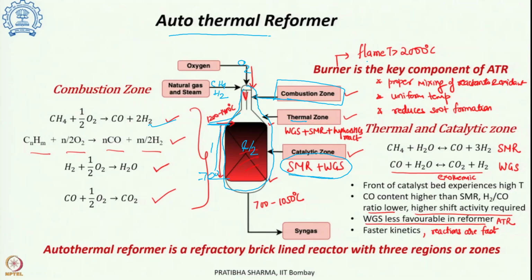One thing: the flame temperature at the inlet, the starting point of the flame in the combustion zone, is above 2000 degrees centigrade. Just remember the flame temperature is 2000 degrees centigrade. The lower part, the temperature is gradually reducing, up to 700 or 800 degrees centigrade.